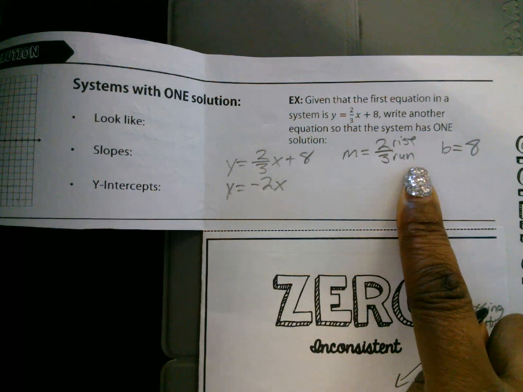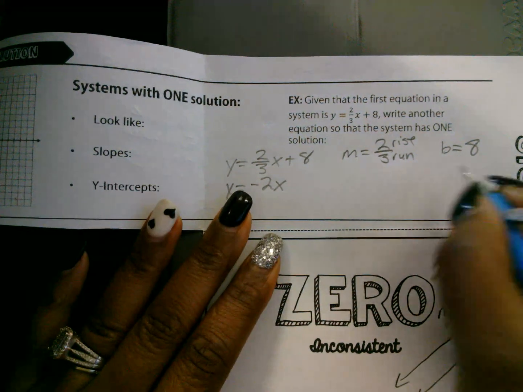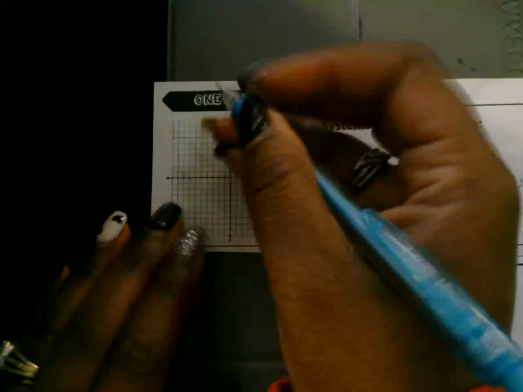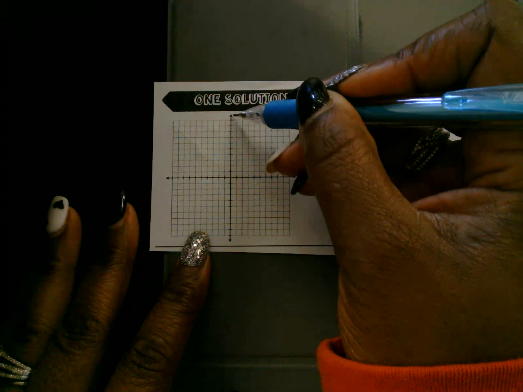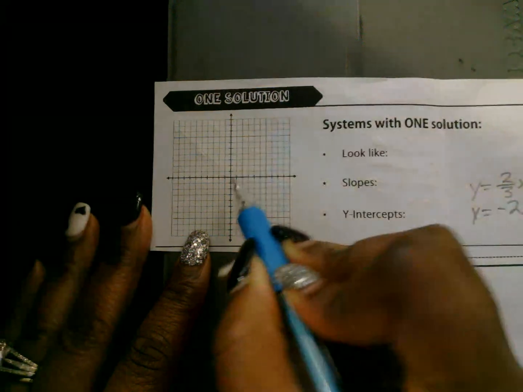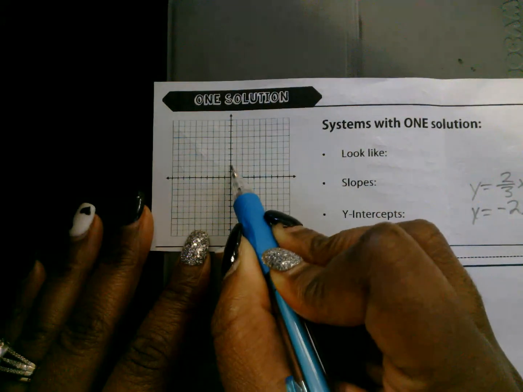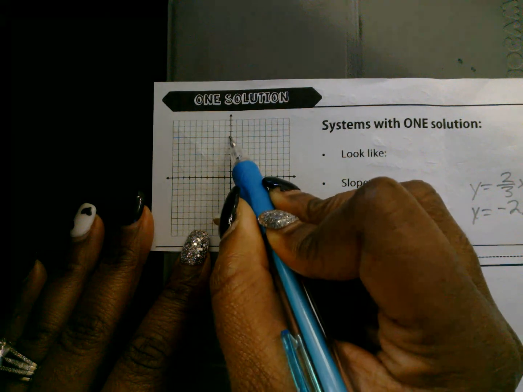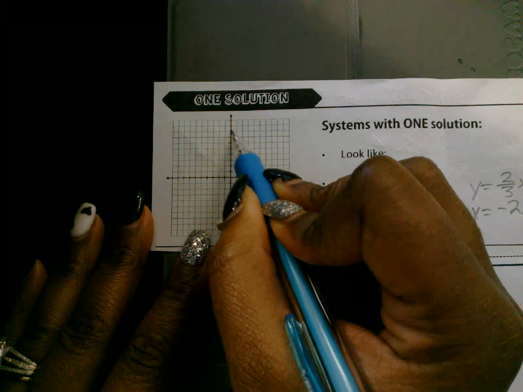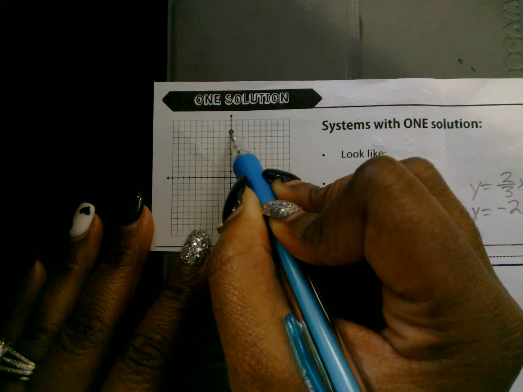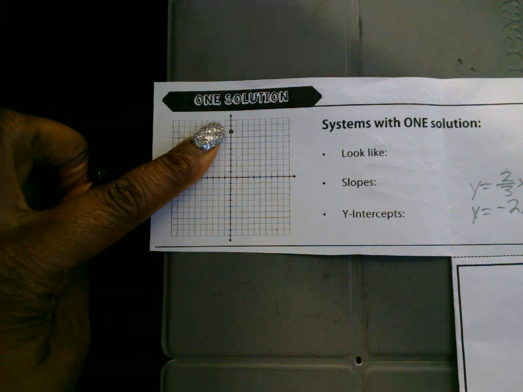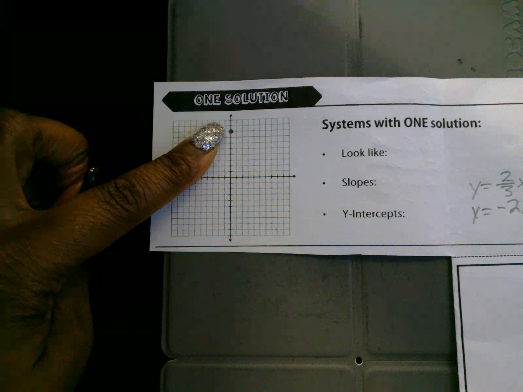So now we're going to graph that. We're going to find b on the y-axis. 8 on the y-axis is up: 1, 2, 3, 4, 5, 6, 7. Positive 8 is right here. That's the first thing I do, is graph my b on the y-axis. So whatever b is, graph it on the y-axis.